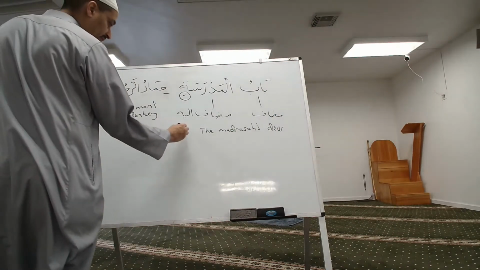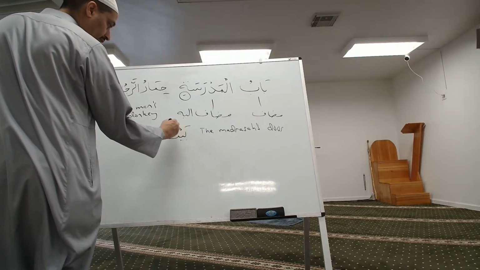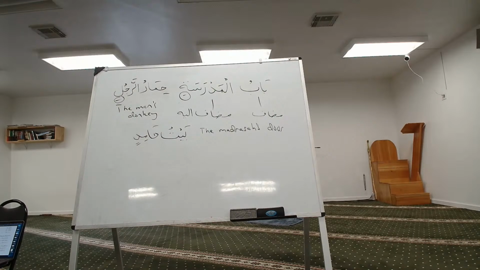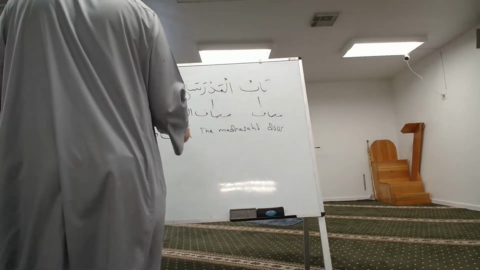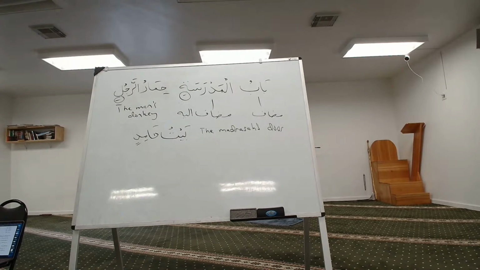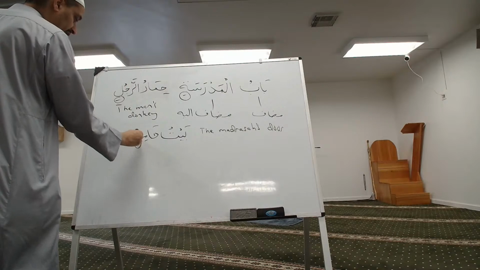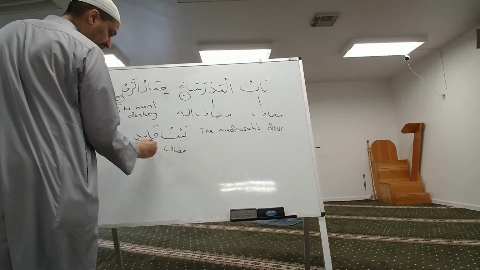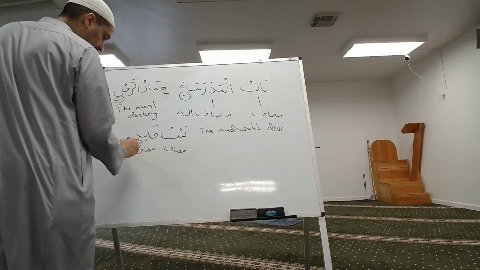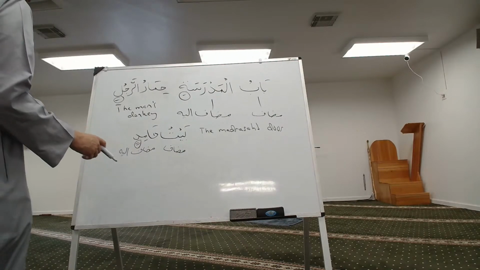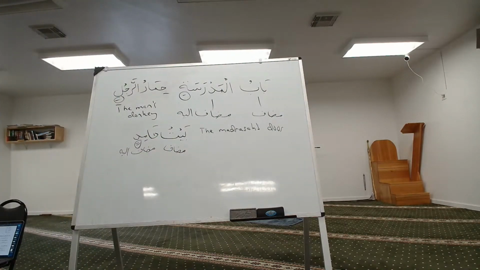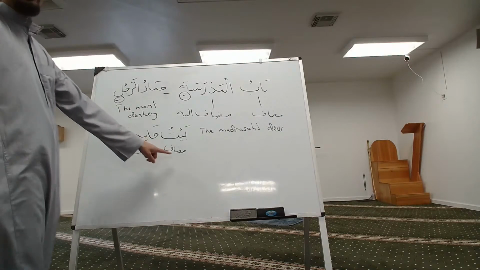Baytu Hamidin. Third one. Hamid's house. So Hamid's house. Baytu Hamidin. Right, so you have mudaf ilayh over here. Hamidin. So Baytu is the mudaf. And Hamidin mudaf ilayh. Right? So Baytu is the possessed, Hamid is the possessor. Okay? So Bayt is attributed to Hamid.